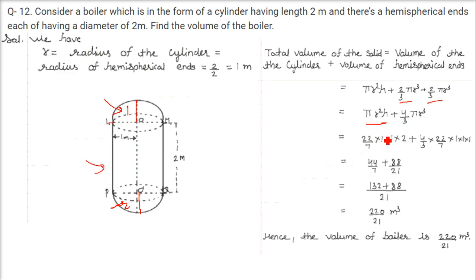The cylindrical part is pi r square h. Pi and radius is what? See, the diameter is 2 from here to here. Radius will be 1. So radius for this one also will be 1 and this one will also be 1. So pi into r square into h. What is the height? The height for this one is 2, and height for the hemispherical ends is not given as we don't need the height here. So this is going to be 220 by 21. This is the volume of the boiler.